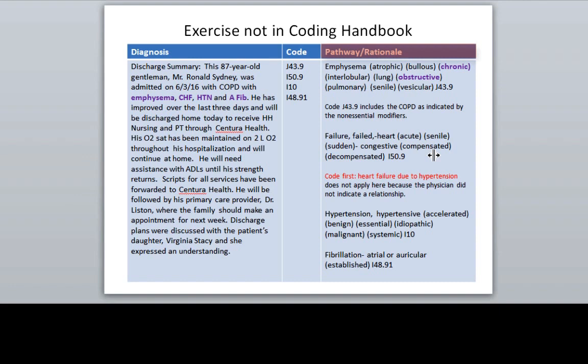Here's your heart failure. There is a code first instructional note, heart failure due to hypertension. That does not apply to us here because the physician did not indicate a relationship between the heart failure, the CHF, and the hypertension. So we don't assume a relationship unless the doctor's told us that. Here's your hypertension, and here's the AFib. Again, I strongly encourage you, look through this one, highlight those main terms, see if you can find the codes, compare your answers to mine, and then look at the pathways.